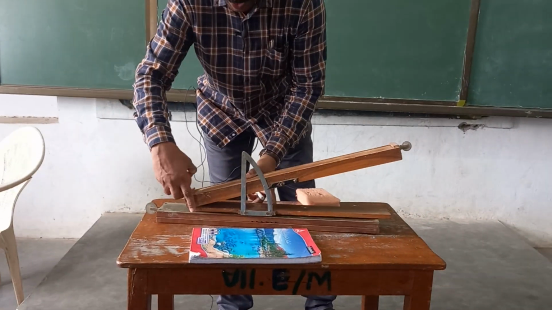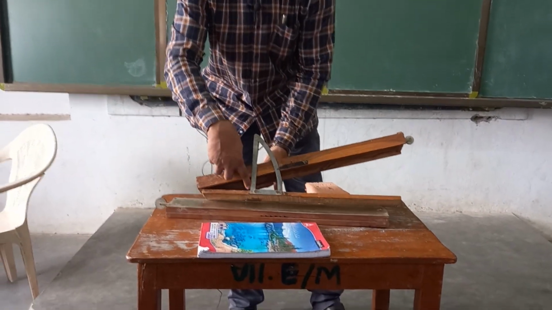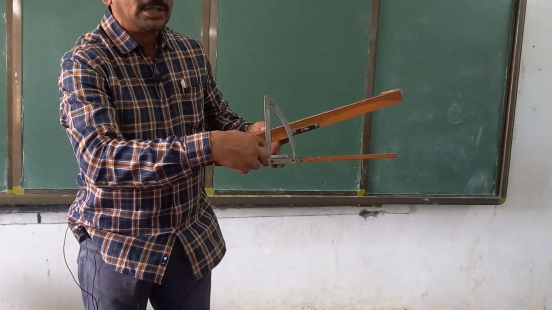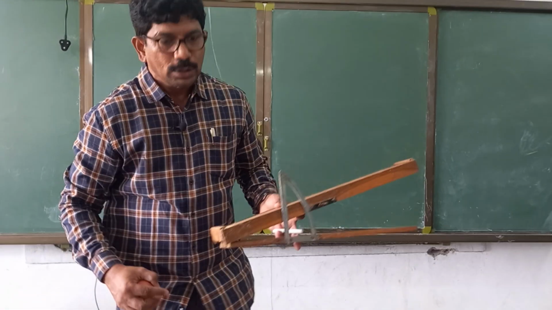The angle between the horizontal and this plane is known as the angle of inclination. What is this? Angle of inclination. Here the angle of inclination is how many degrees? 20 degrees. Are you clear? 20 degrees.